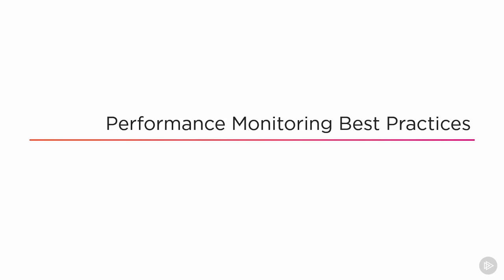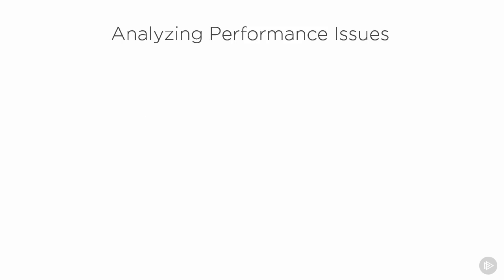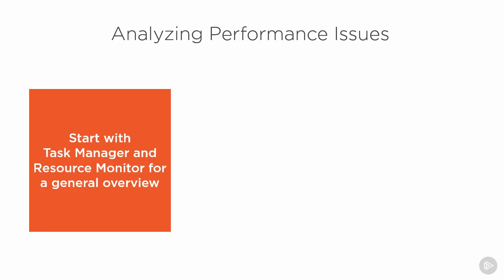In this section, we'll talk about performance monitoring best practices. I'll emphasize which tool is appropriate to use and some performance counter threshold rules of thumb. So when you're analyzing performance issues, you'll want to get a quick cursory glance of performance with the Task Manager and Resource Monitor. These tools are ideally situated for interactive viewing of the current performance on the system.